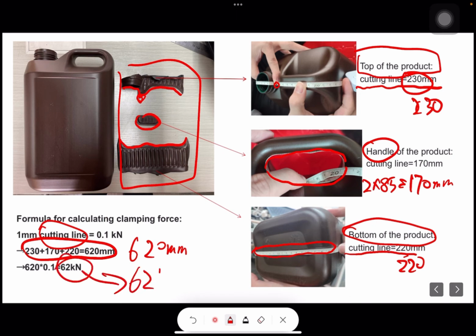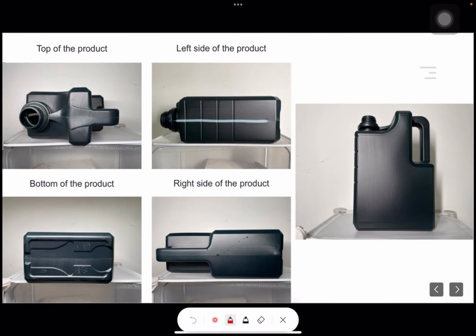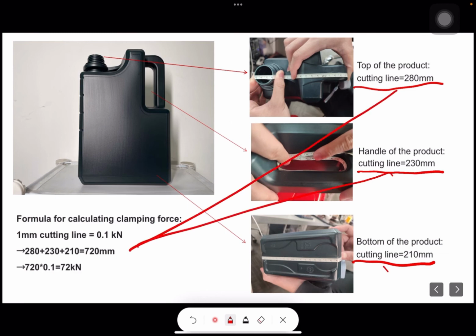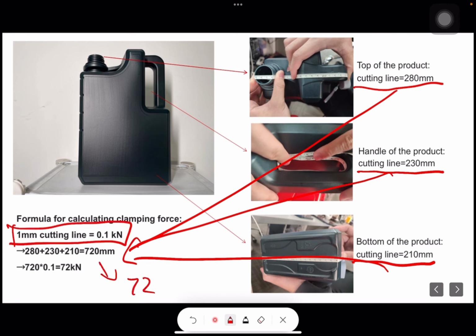And here, 62 kN is the clamping force required. Actually, they are all the same. For this product, the cutting lines are 280, 230, 210. As long as you make sure all the lengths you have measured, the conclusion will be here. This is also a formula. So this product needs 72 kN.